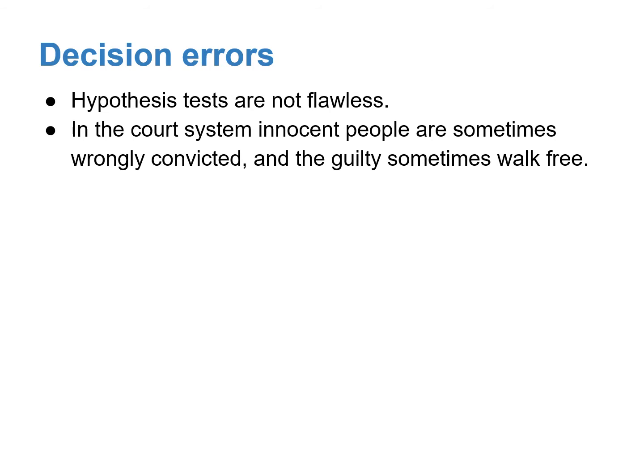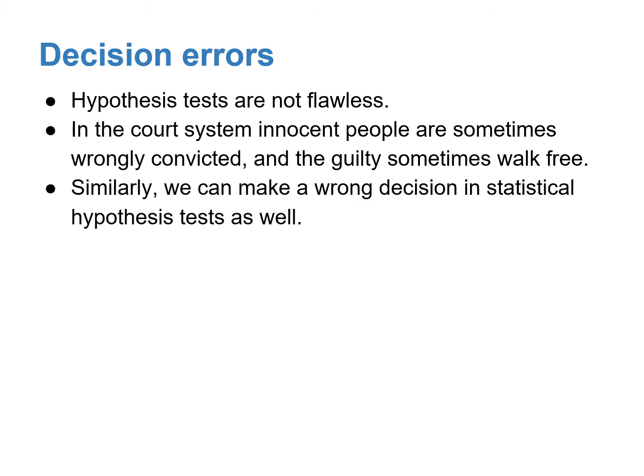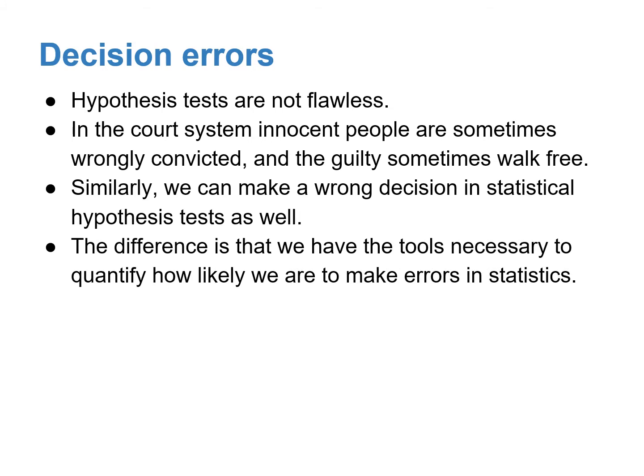In the court system, innocent people are sometimes wrongly convicted, and the guilty sometimes walk free. Similarly, we can make a wrong decision in a statistical hypothesis test as well. The difference is that we actually have the tools necessary to quantify how likely we are to make each type of error in our statistics.